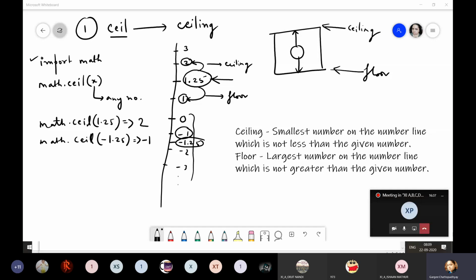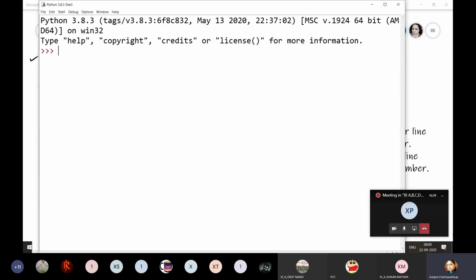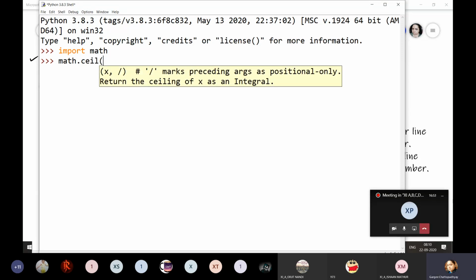Understood this? Let's check it on the Python shell. I'm going to write the first statement, import math. You won't see any output after this. Now I'm writing math.ceil. The moment you type the first parenthesis, you get a small description: return the ceiling of x as an integral. These returned values are always whole numbers, that is, integers.